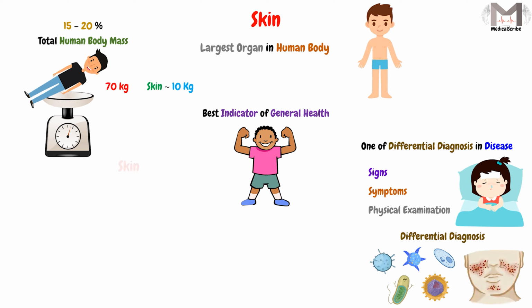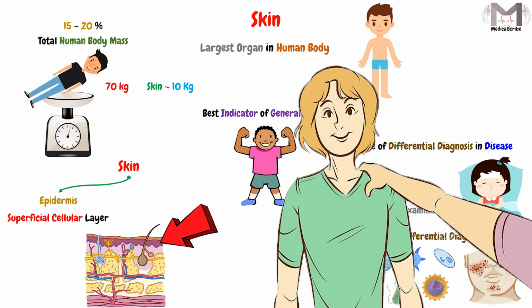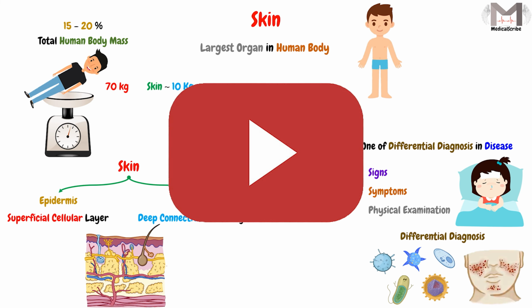Alright, the skin mainly consists of two layers, which are the epidermis and the dermis. The epidermis is the superficial cellular layer. That means if we touch our skin right now, we will touch the epidermis layer. While the dermis layer is the deep connective tissue layer found under the epidermis. And we will talk about them with all their details in the upcoming videos.